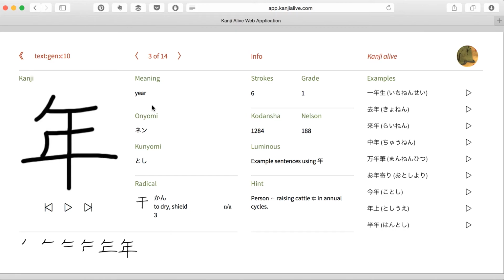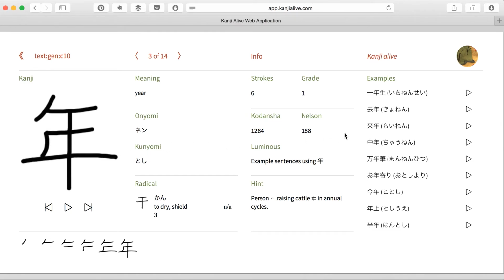The meaning is year. The onyomi is nen. The kunyomi is toshi. The radical is kan, to dry. So these top 2 horizontals plus this vertical. And the hint: a person, I guess this is a little person, raising cattle in annual cycles. Yeah, I'm not so sure about that.